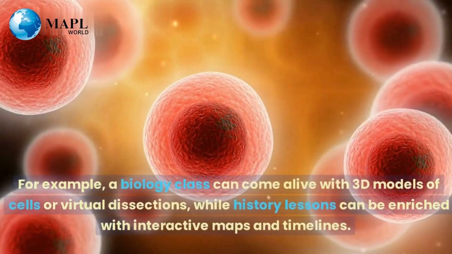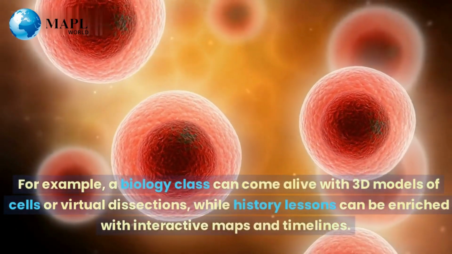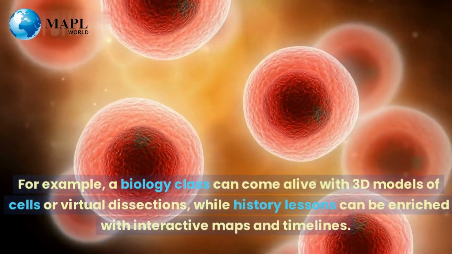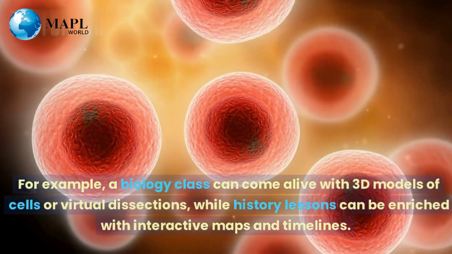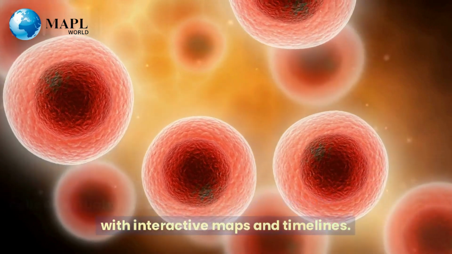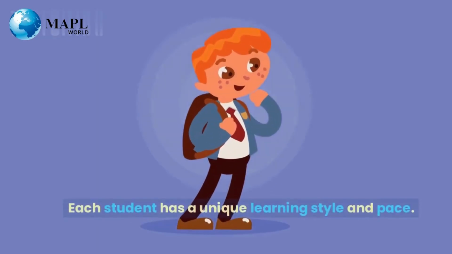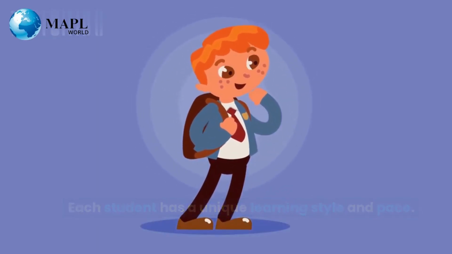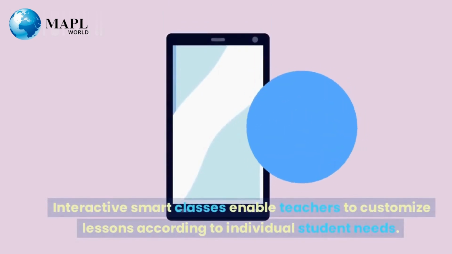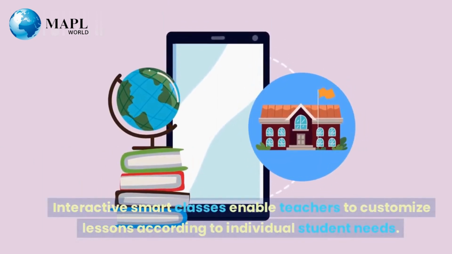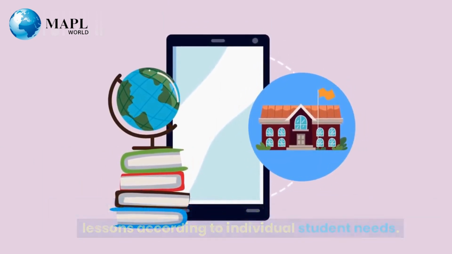For example, a biology class can come alive with 3D models of cells or virtual dissections, while history lessons can be enriched with interactive maps and timelines. Personalized learning. Each student has a unique learning style and pace. Interactive smart classes enable teachers to customize lessons according to individual student needs.